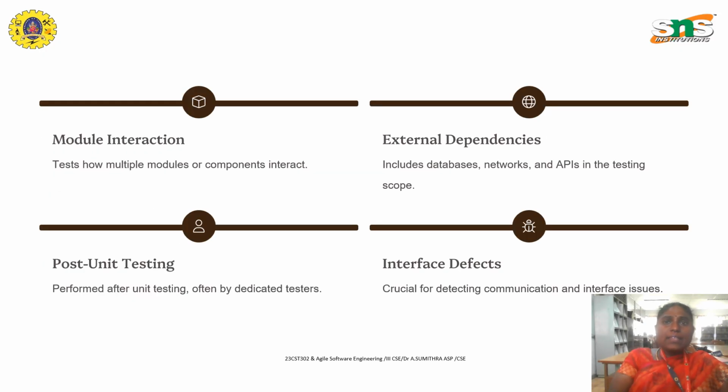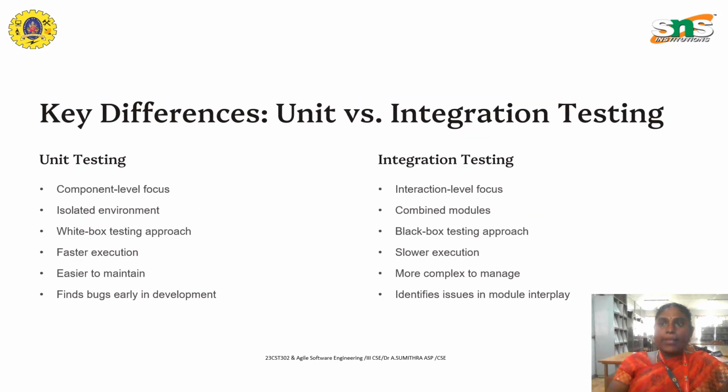The key differences highlight how these methods contrast. Unit testing focuses on individual components, uses a white box approach, is fast, developer-driven and easier to maintain, and finds bugs earlier. Integration testing tests module interaction, uses a black box approach, is slower, more complex, and is done by the tester. It captures issues in how components work together.